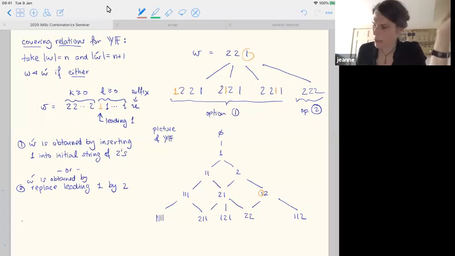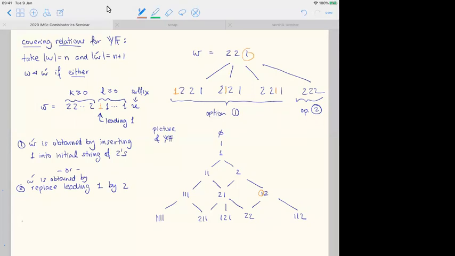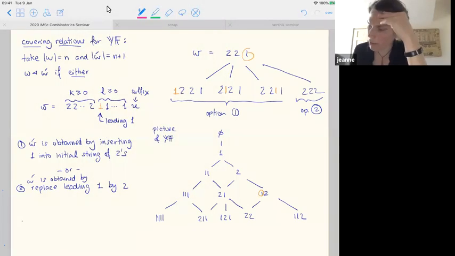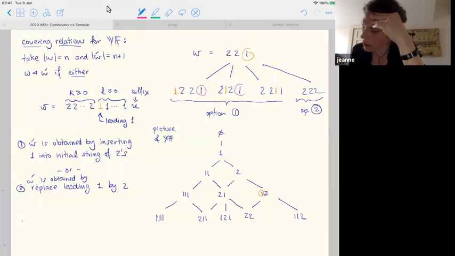Okay, thank you. Right, so let me use another color. In these three examples where I've inserted a one, the one that's inserted is always to the left of the leading one, which I'm circling here in red.